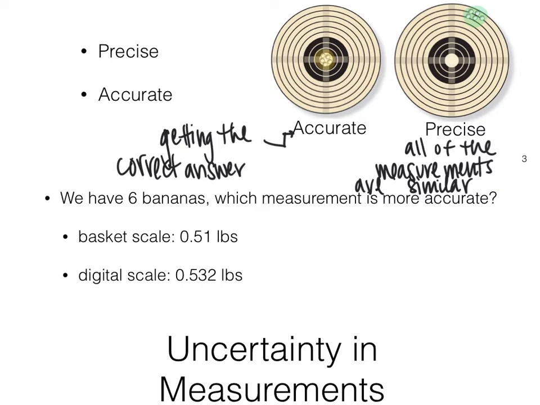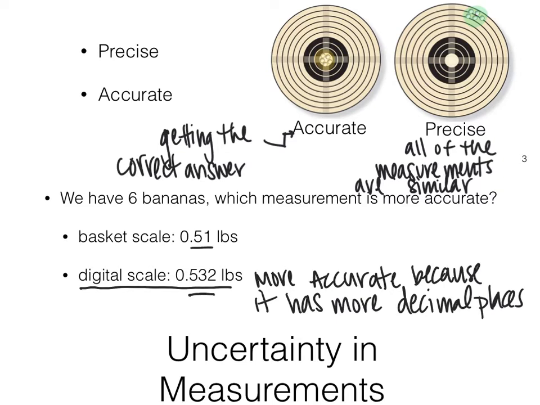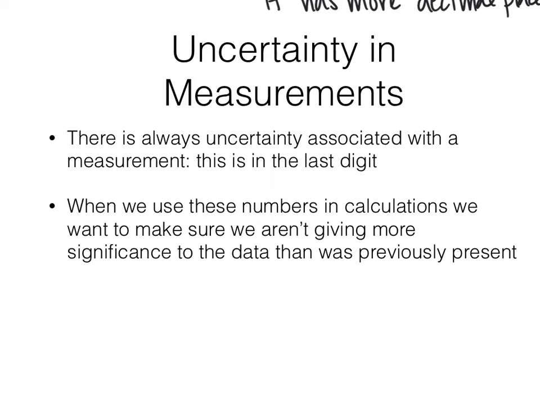Neither of those are wrong, but the digital scale is going to be more accurate because it has more decimal places. So the fact that this number has 3 places after the decimal versus the 2 places in the previous number. So accuracy is often thought about how many more digits you get. So uncertainty. Now, when we think about the basket with the bananas, those numbers were pretty close.